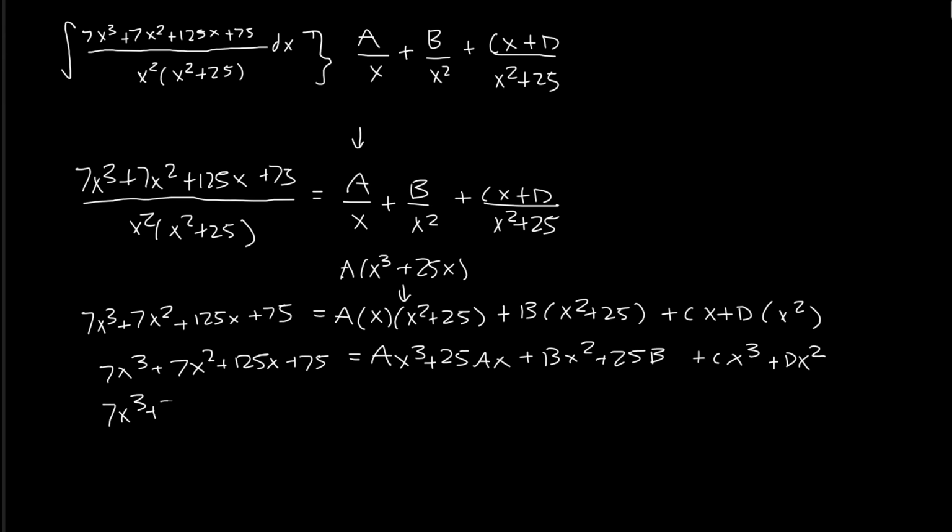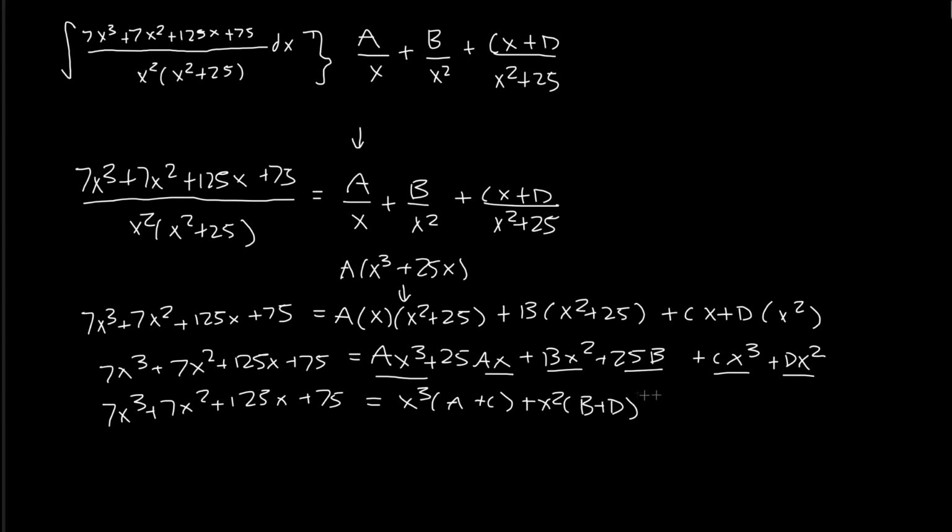So 7x cubed plus 7x squared plus 125x plus 75 is going to be equal to x cubed times A from right here, and we also have a C, so it's going to be A plus C. Next up would just be x squared, and we have a term here and a term here, so plus x squared times B plus D. And finally, we just have one iteration of x and one iteration of just some number. So this is going to be plus x times 25A and just plus 25B.